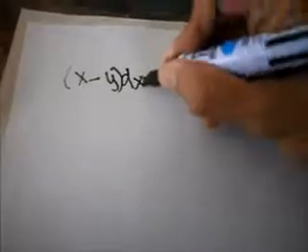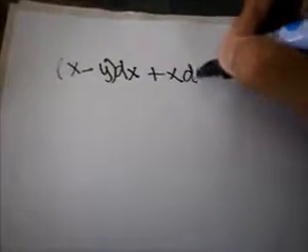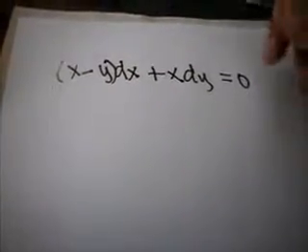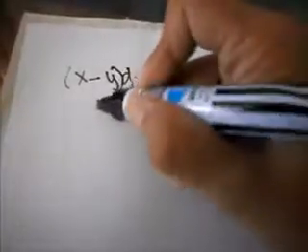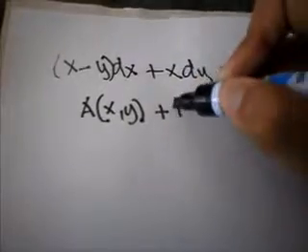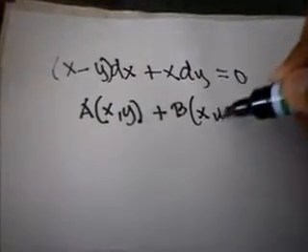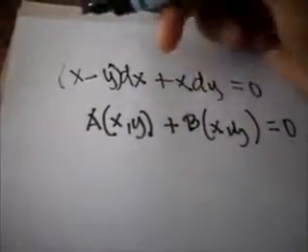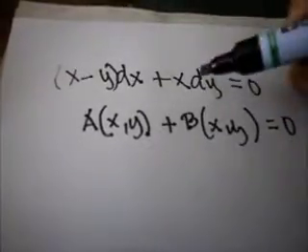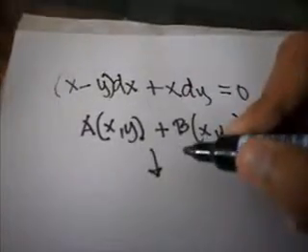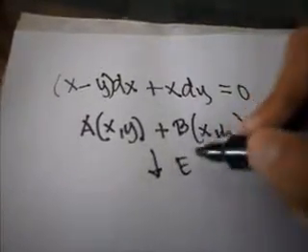(x - y) dx + x dy = 0. Okay, so this is a familiar form. We can visualize it like this form, right? a(x, y) dx + b(x, y) dy = 0. So we can see that our a is x - y and our b is x. Because of this form, we can check our equation if this is an exact equation or not.